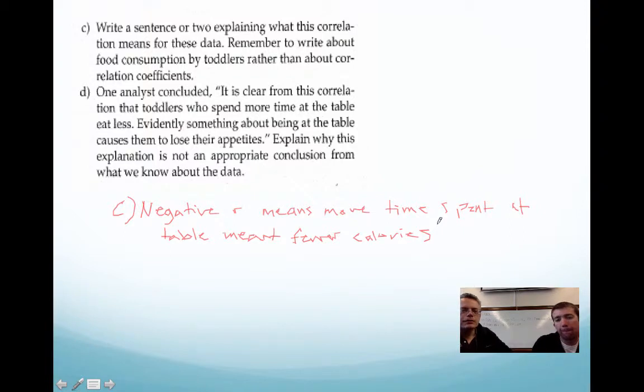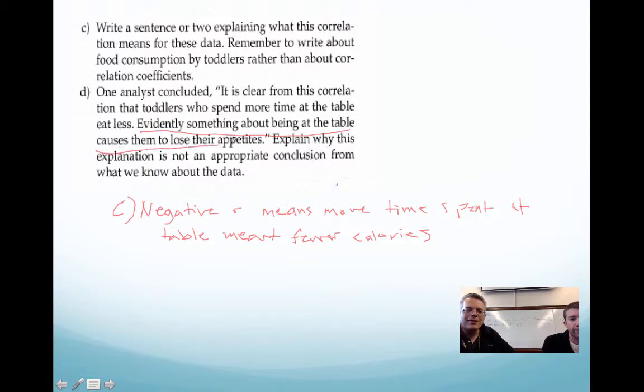Now, the next question says one analyst concluded, it is clear from this correlation that toddlers who spend more time at the table eat less. Evidently, something about being at the table causes them to lose their appetites. Could you underline that? Maybe they're looking at the food and thinking, no way.